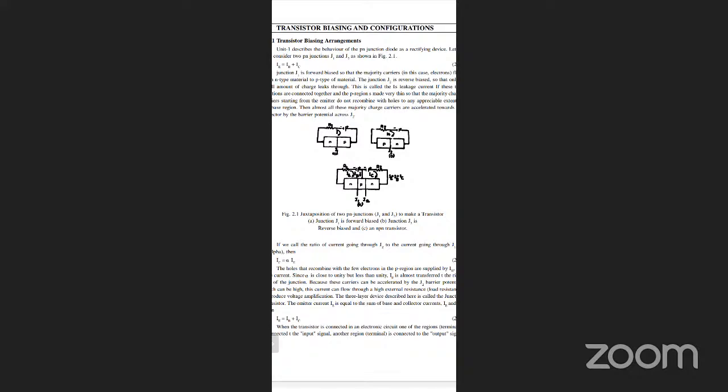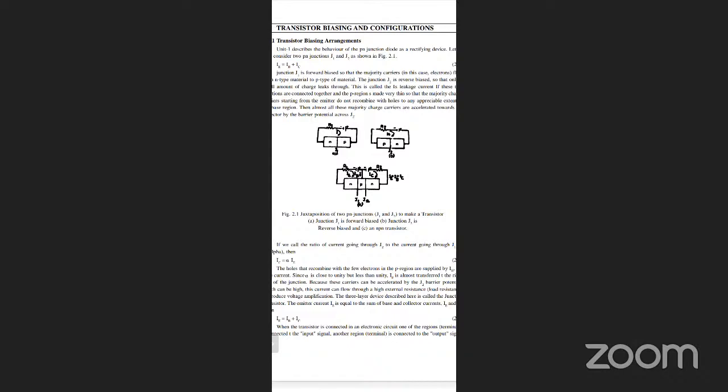Now the role of the emitter is sending the majority charge carriers towards the base. The base consists of minority charge carriers. Few of the minority charge carriers combine with the majority charge carriers, and the remaining are injected towards the collector region. The collector region collects the charge carriers coming out from the base region.